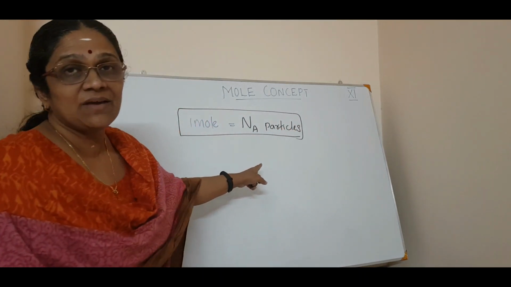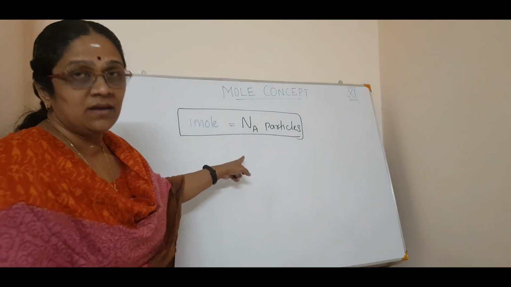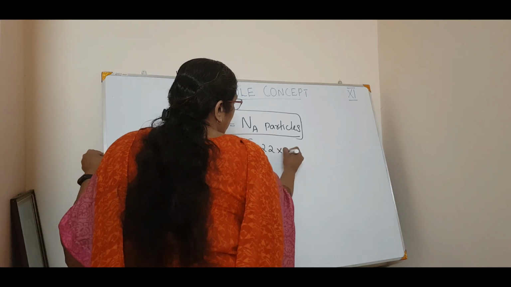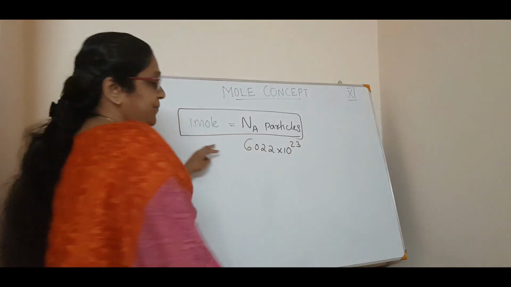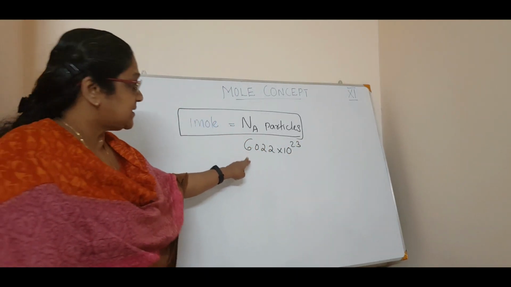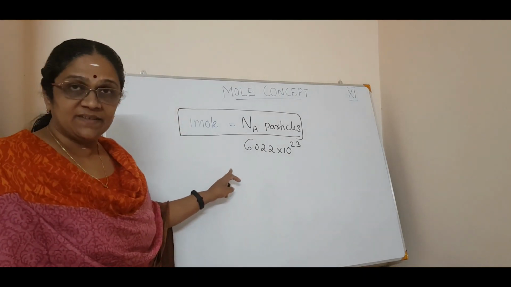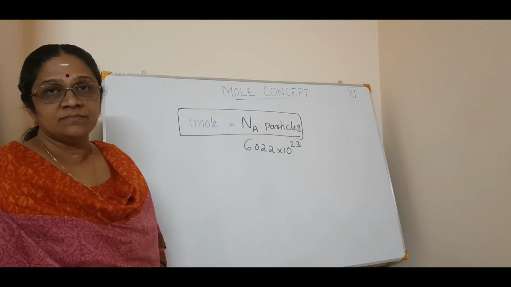And now what is this Avogadro number, you know? Tell me what that is. 6.022 into 10 to the power 23. Correct? Isn't it? 6.022 into 10 to the power 23. This is the Avogadro number. Correct?